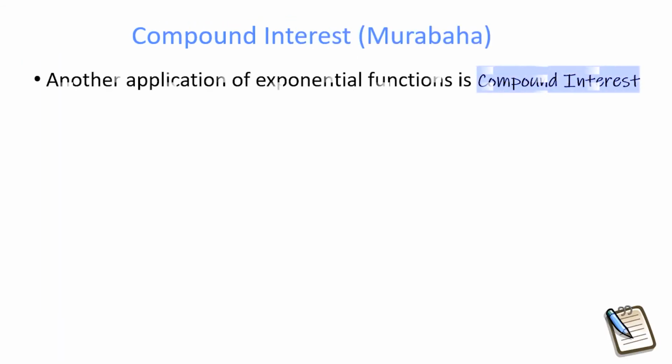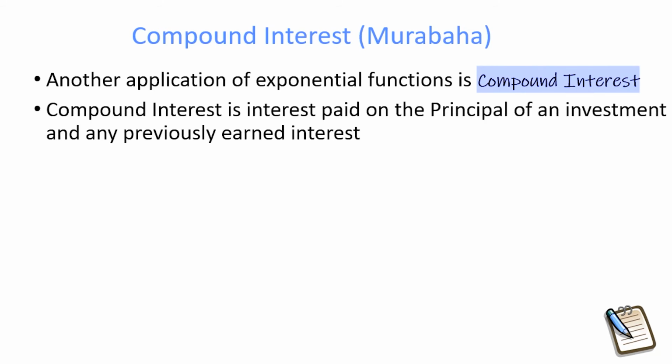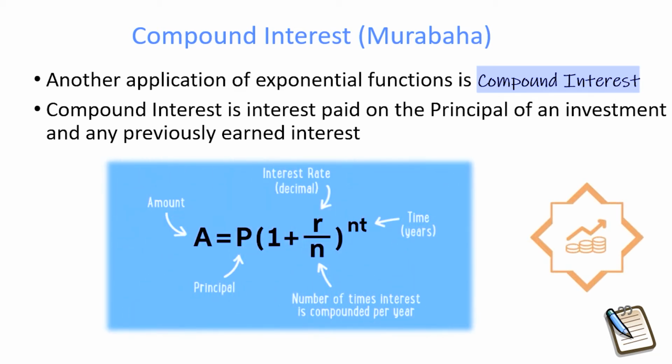There is another application of the exponential functions, and that is the compound interest. Compound interest is an interest paid on the principal of an investment and any previously earned interest. Here is the formula for it. This is the amount after the interest is calculated. Principal is the invested money.